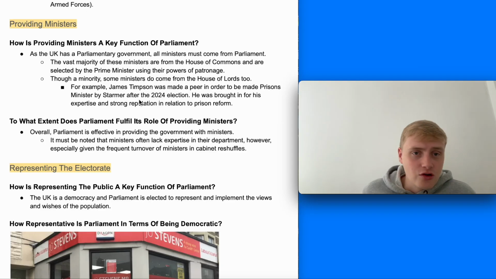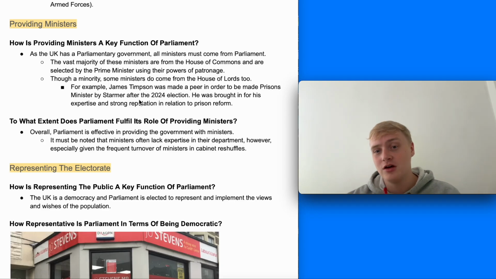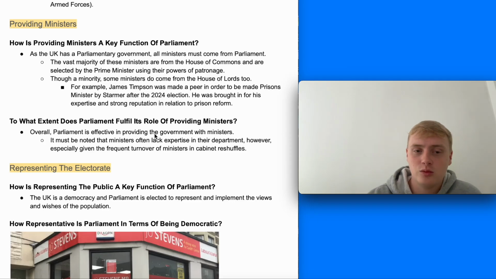So the vast majority of these ministers from the House of Commons are selected by the Prime Minister using their powers of patronage, but some do come from the House of Lords as well, such as Minister James Timpson, who was made prisons minister by Starmer by being made a peer effectively. And overall, Parliament can be seen as effective in providing the government with ministers. However, some ministers lack the expertise in their department, especially as there's a lot of reshuffles and changing between departments, which might be seen as a counterpoint to that.